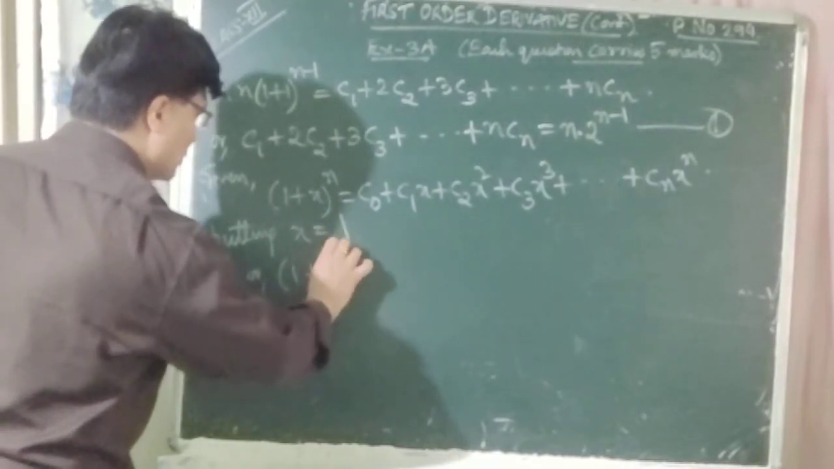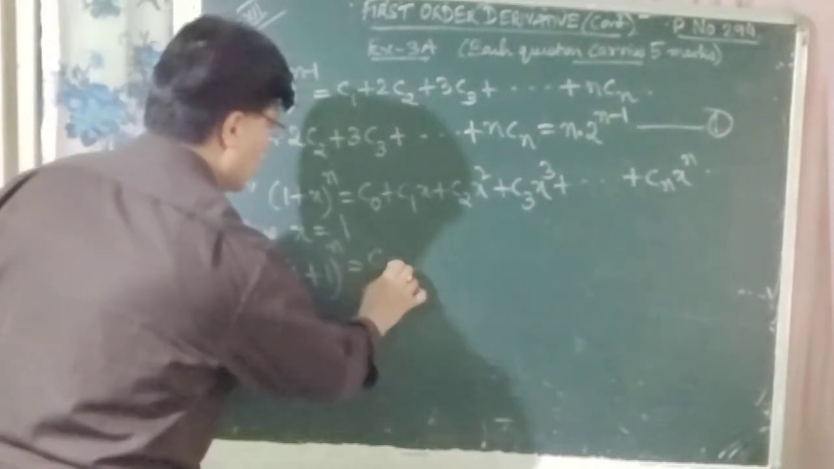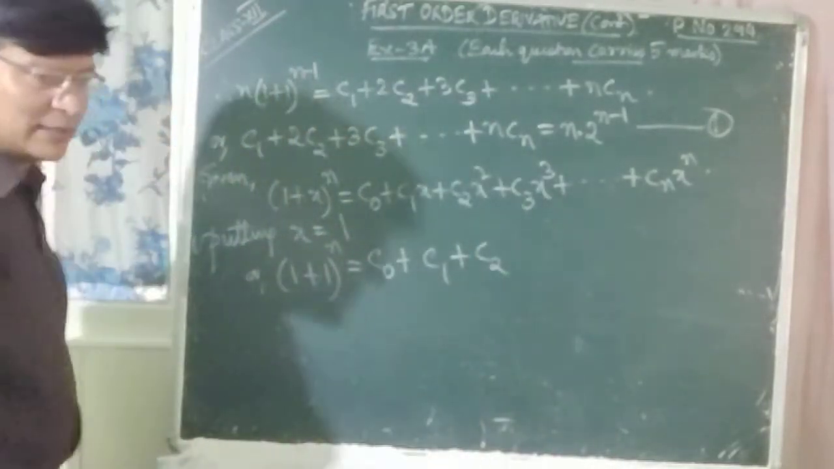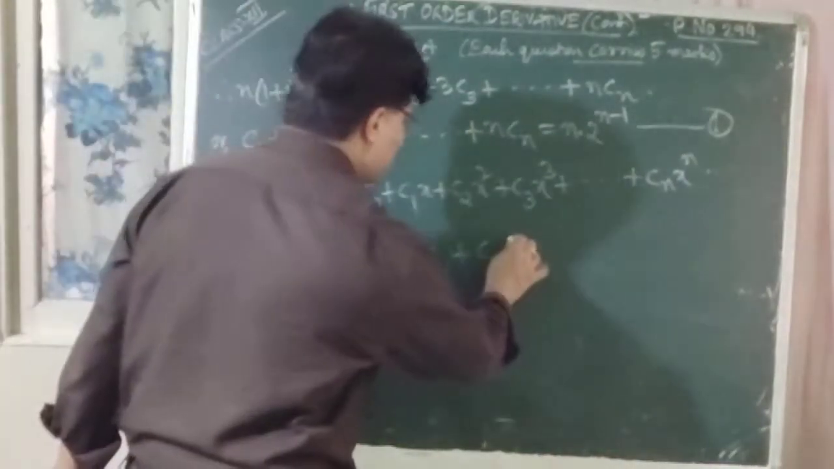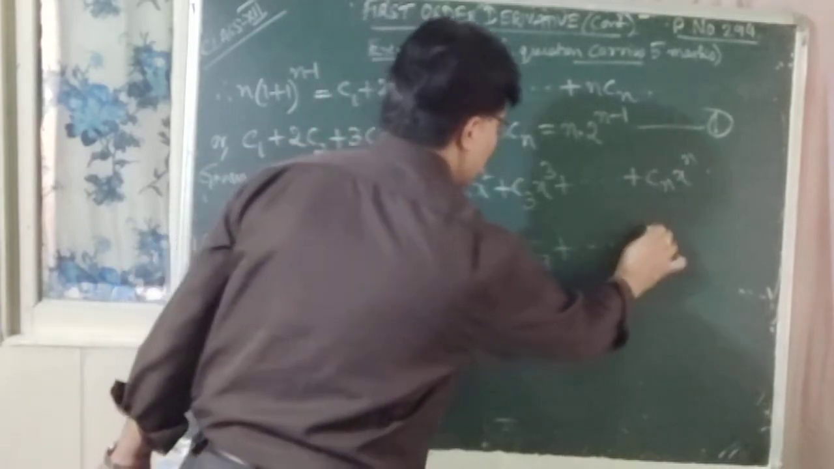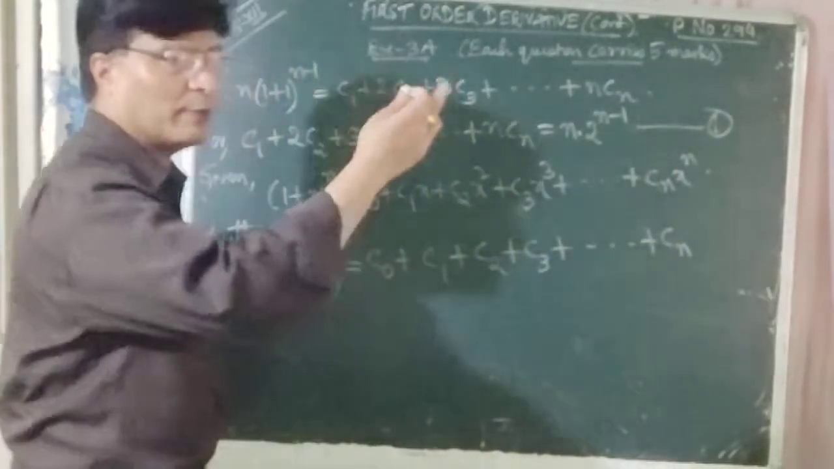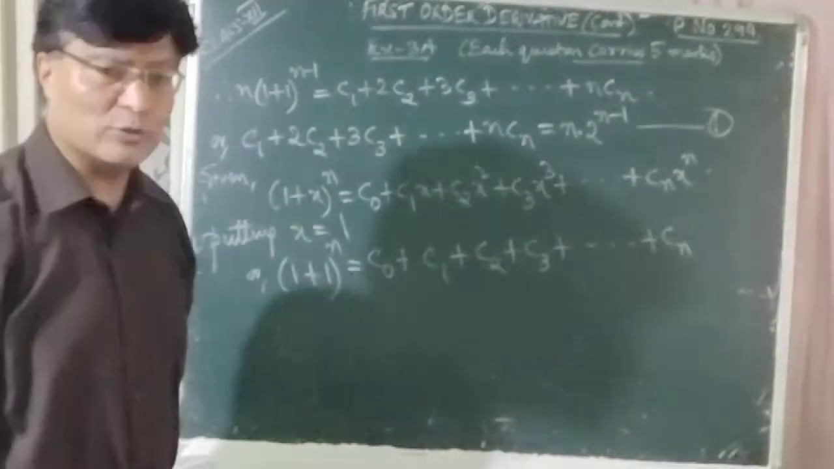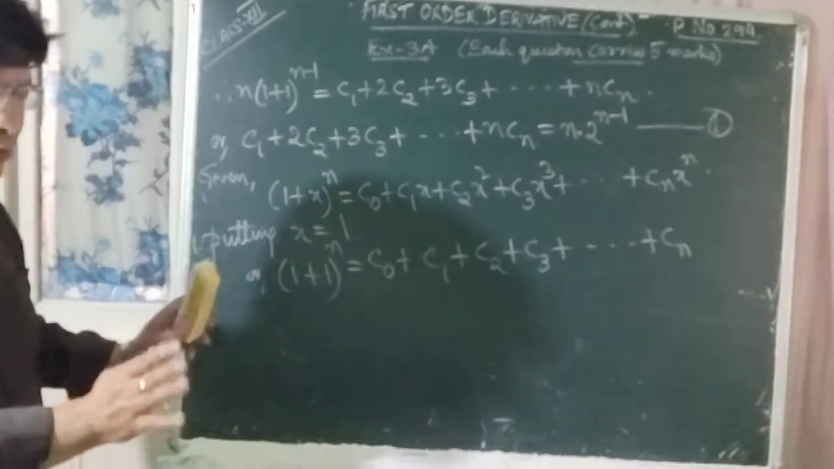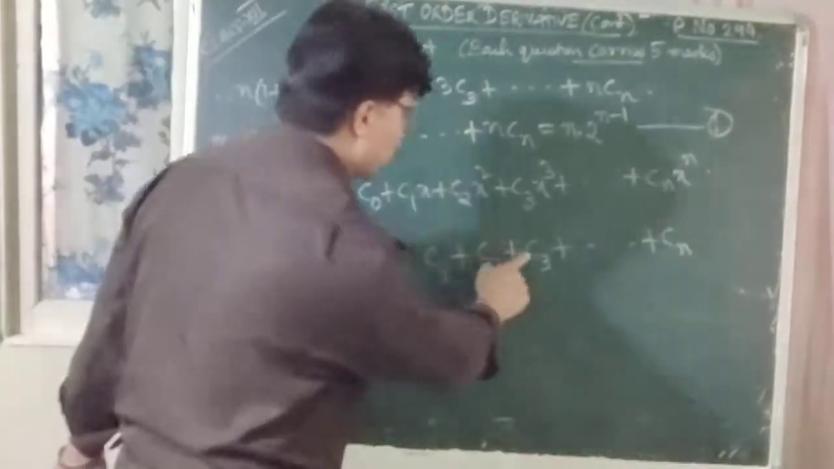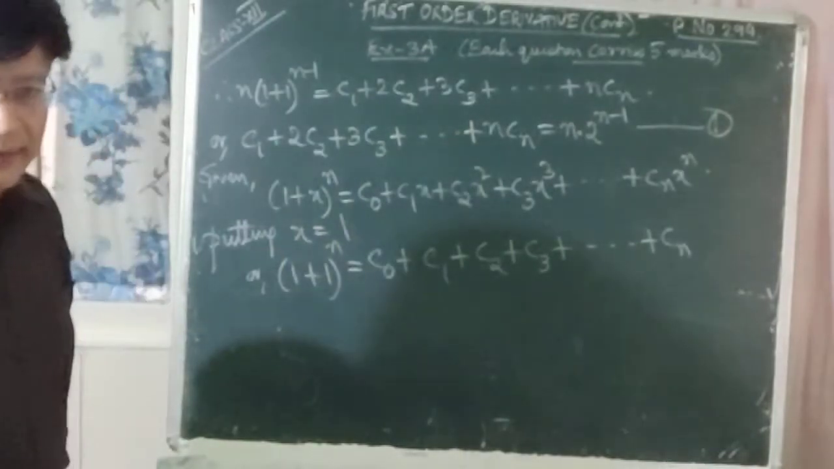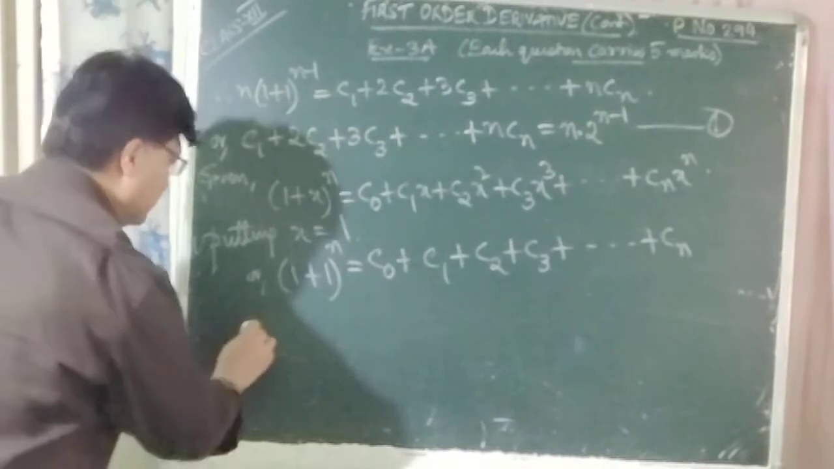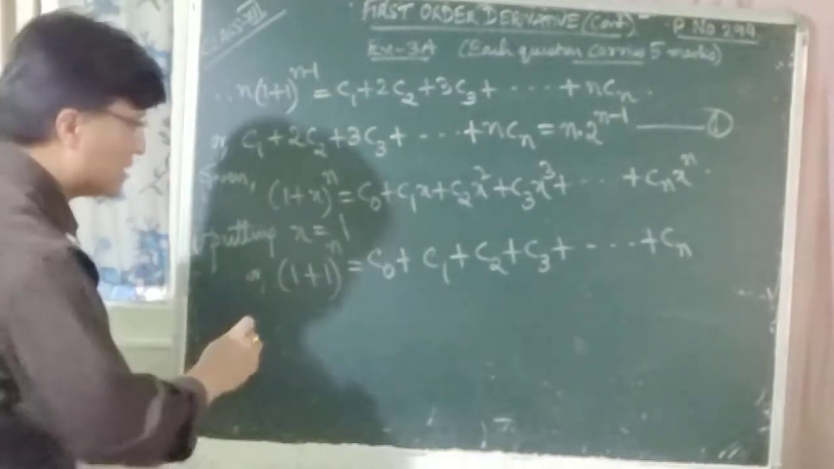(1 + 1)^n = C0 + C1·1 is C1 + C2·1² is C2 + C3·1³ is C3 + ... + Cn·1^n. 1 to the power any number is always 1, so it is Cn. Now we have to exchange these sides: C0, C1, C2, C3 plus ... plus Cn, write it on the left hand side, and this 2^n, write it on the right hand side. So we are exchanging the sides here.